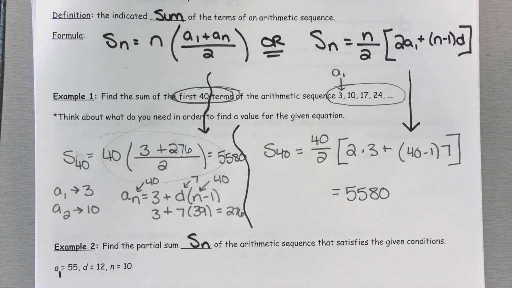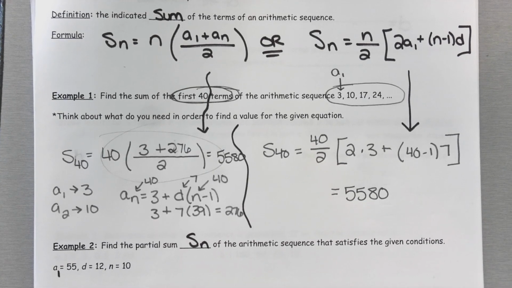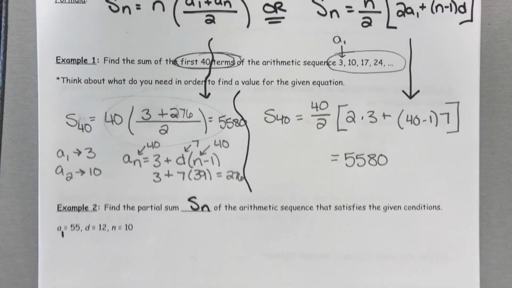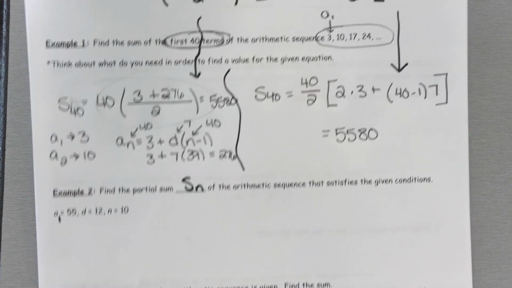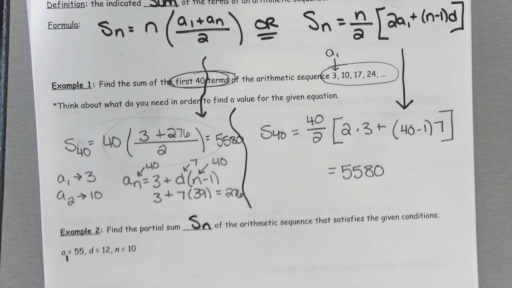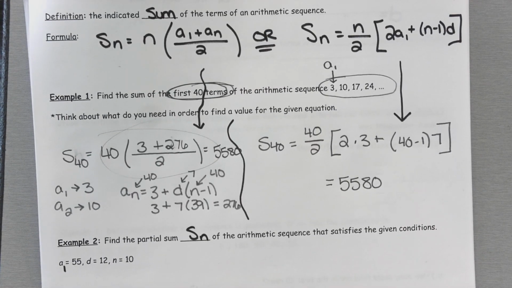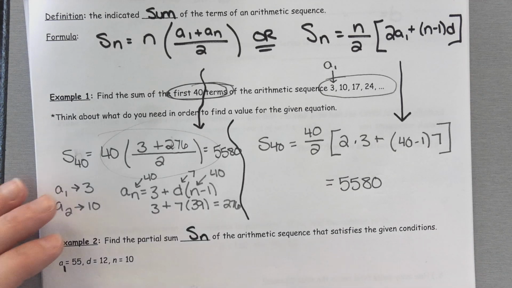Did we try it? We got the same number when we plugged in? Okay, make sure you use enough parentheses and you're typing it in correctly as well. That's obviously important. All right, example number 2. We are given a sub 1, we are given the constant difference, and we are given n. So which of those formulas might be a little bit better than the other? Second one. Yeah, the second one because I have all the things.